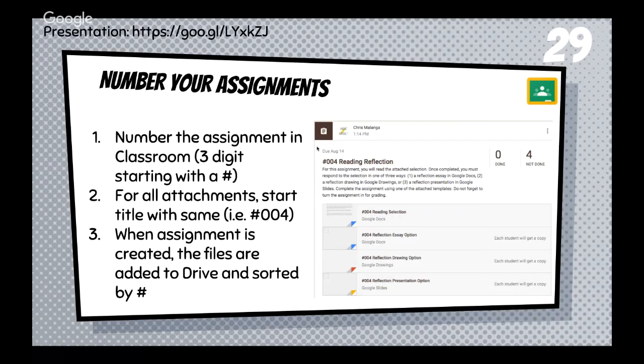Now, as you can see, I've got a reading reflection assignment here on the screen in the screenshot. I have also taken all of the attachments, so the reading selection and the reflection options, and I have titled them the same, starting with the same 004. So now, when the assignment is created, the files are added to Drive and sorted by that hashtag. So they're all sorted together nicely. So if I go into Google Classroom and I go to my Google Drive folder, I can find all the attachments that go with a particular assignment, all those assignments right there together. So it's a good way.